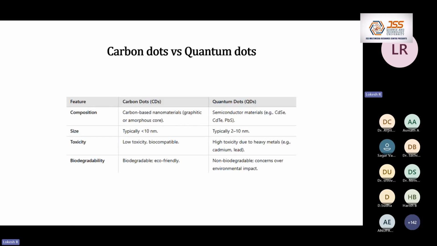A comparison of carbon dots versus quantum dots. Carbon dots are made of carbon-based materials, and quantum dots are semiconductor materials. Size is almost the same, and carbon dots are less toxic, whereas quantum dots are highly toxic. Carbon dots are biodegradable, and quantum dots are non-biodegradable.